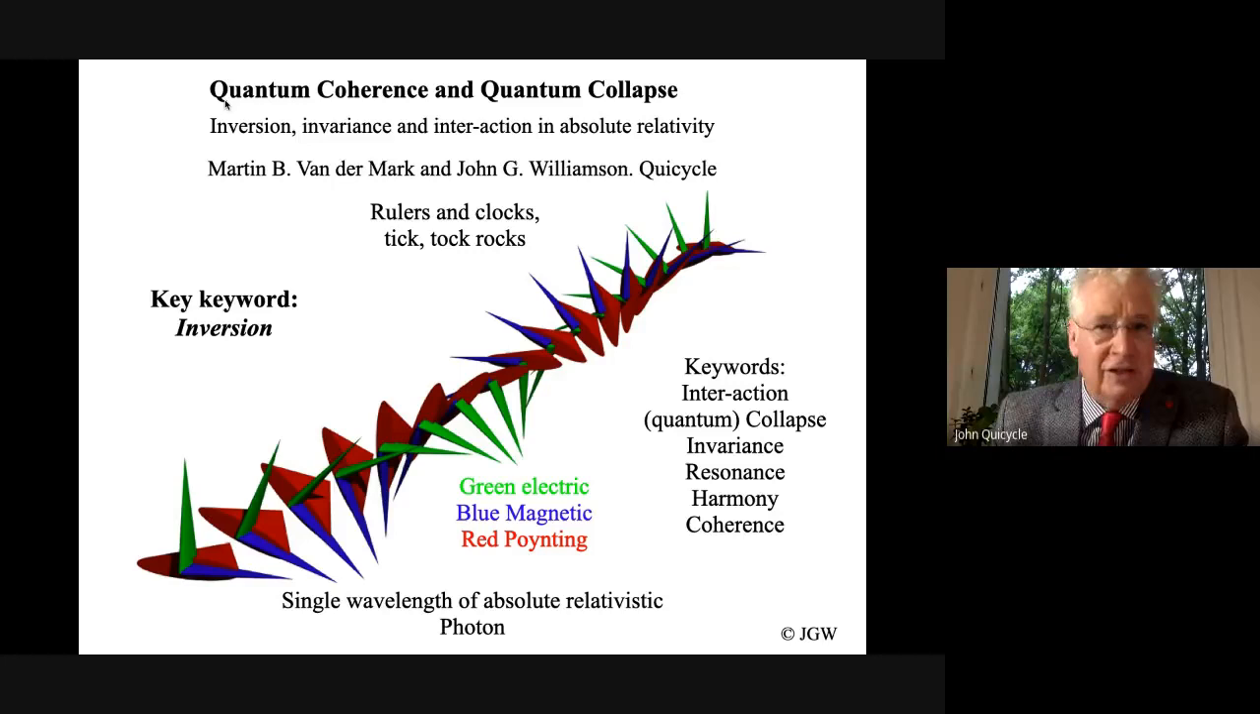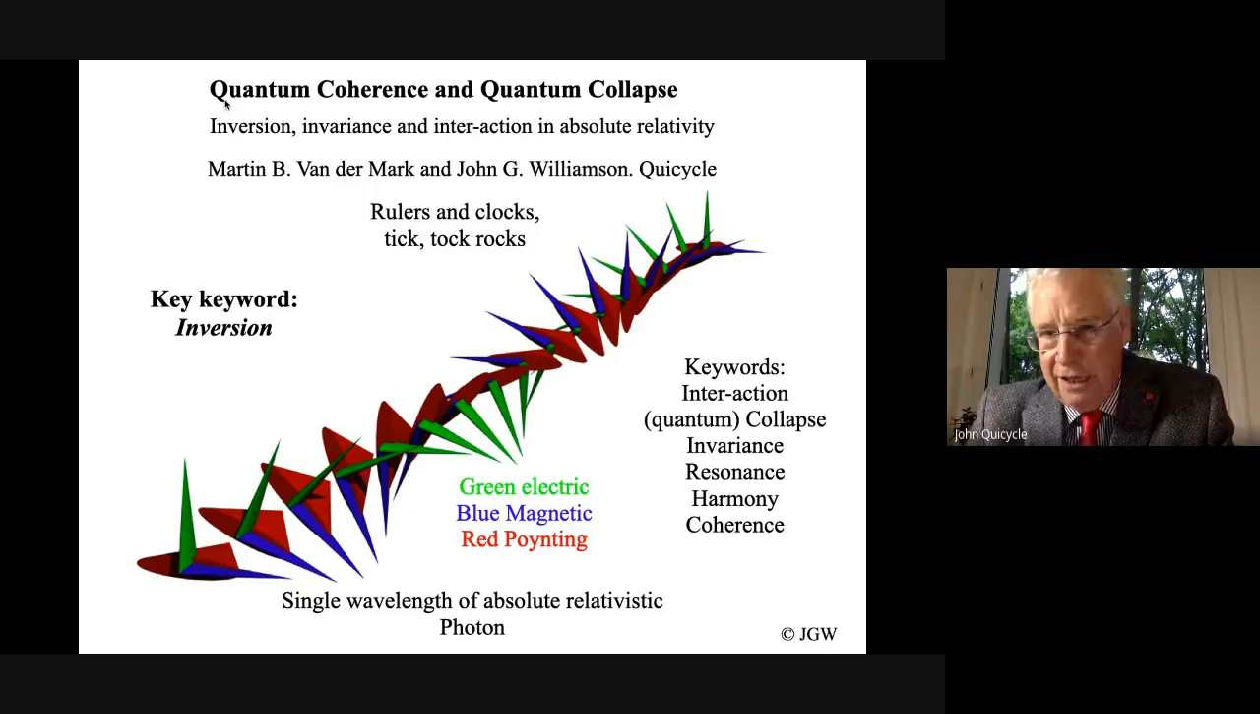So the key word for this whole thing is inversion and what that means in the physics of an inversion. We all have an idea about what the mathematics of an inversion means, but I'm going to try and relate that to what the physics of an inverse system means physically. But there are other key words as well that are important: interaction, quantum collapse, of course, invariance, but also the usual resonance, harmony, and coherence. How do states fit together? How do they cohere across space and time over large distances, which they do in the quantum system? And the picture here in the middle is that of a photon, a single wavelength of an absolute relativistic photon, which we'll talk about later.